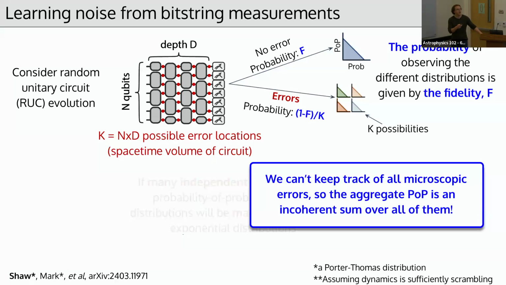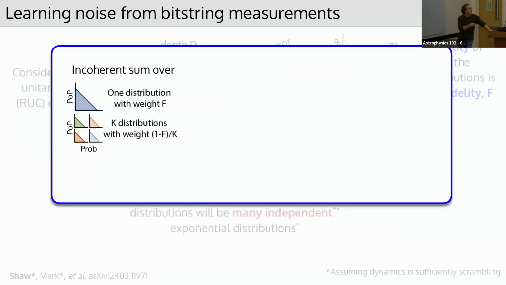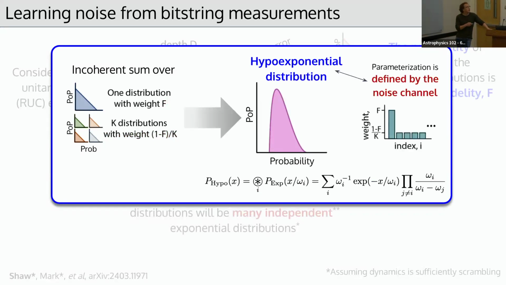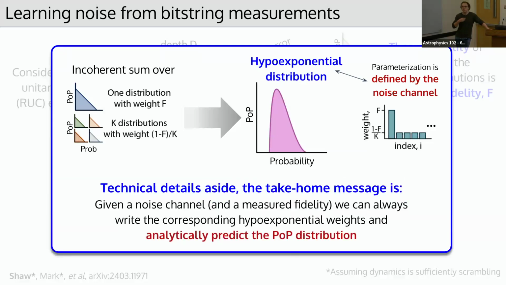And so this means that the actual distribution we measure at the end of our measurement is going to be an incoherent sum over all these independent distributions. And just to flash through the math facts very quickly, if you take an incoherent sum over these different distributions, you get something called a hypoexponential distribution, which is very well characterized. The key fact about it is that this distribution is entirely parameterized by the noise channel that I chose in my experiment, meaning that given a noise channel, which I can just guess, or you can tell me in one moment, and a measured fidelity, we can always write down the corresponding exponential distribution, predict what the output will be, and then compare it against numerics or experiment.